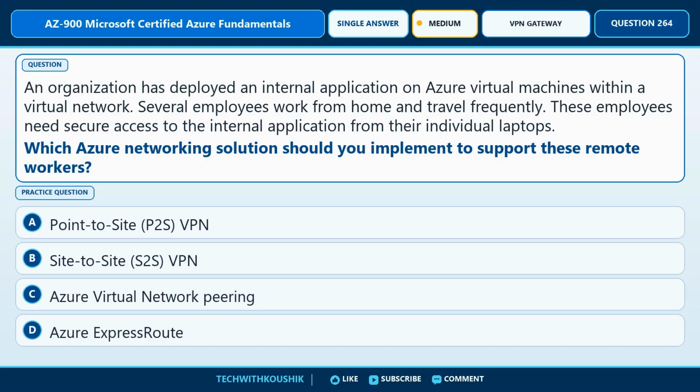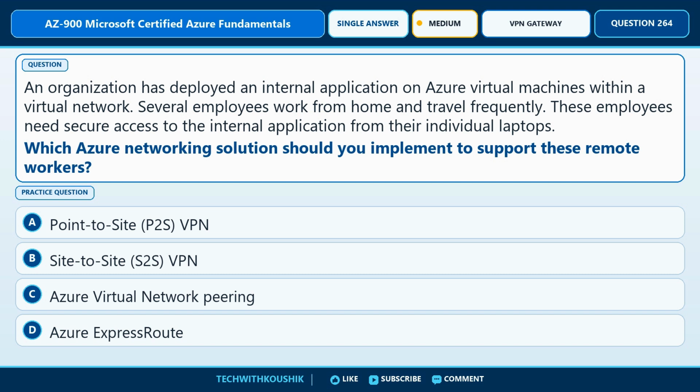Question number 264 brings in a useful concept. The key situation is this. An organization has deployed an internal application on Azure virtual machines within a virtual network. Several employees work from home and travel frequently. These employees need secure access to the internal application from their individual laptops. Which Azure networking solution should you implement to support these remote workers?